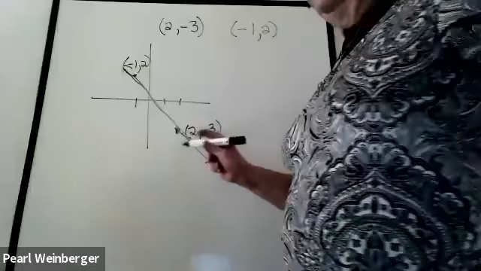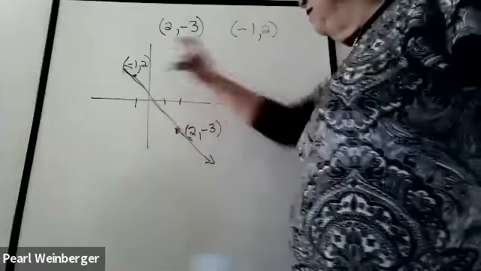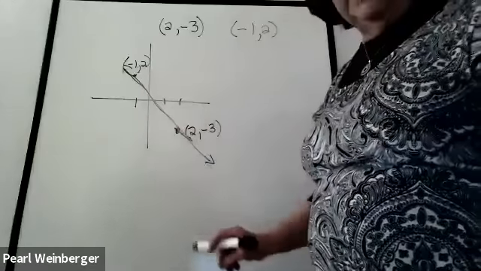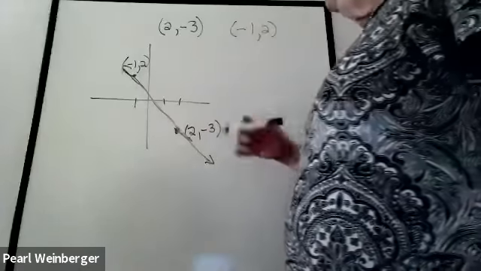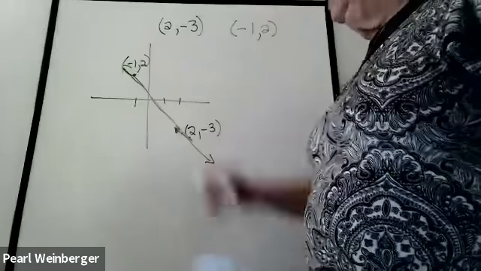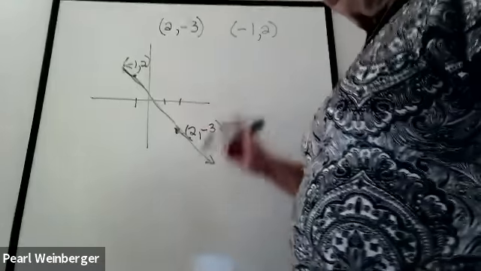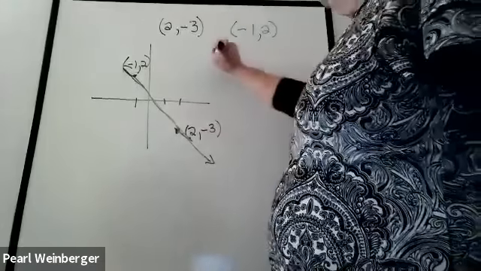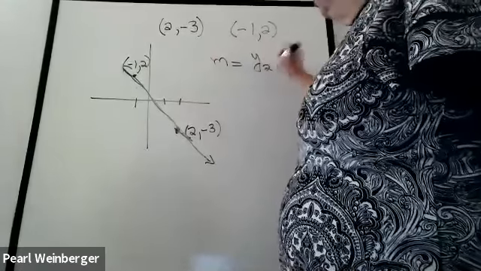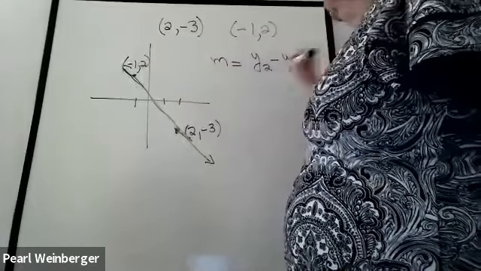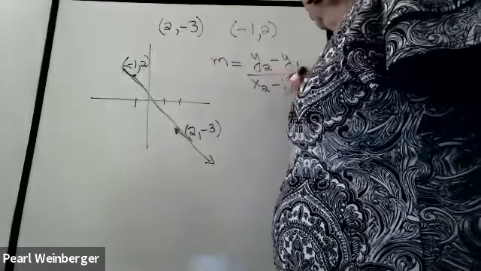How am I going to find the slope of the line? Now, if this was on a piece of graph paper and it would be easy to count boxes, I could use that to find the slope. But this is not quite so easy. I don't see any boxes. So to find the slope, I'm going to use something called the slope formula. The slope formula looks like this: m equals y2 minus y1 over x2 minus x1.